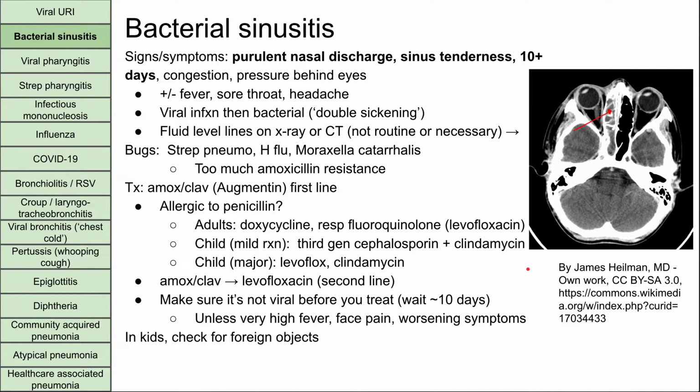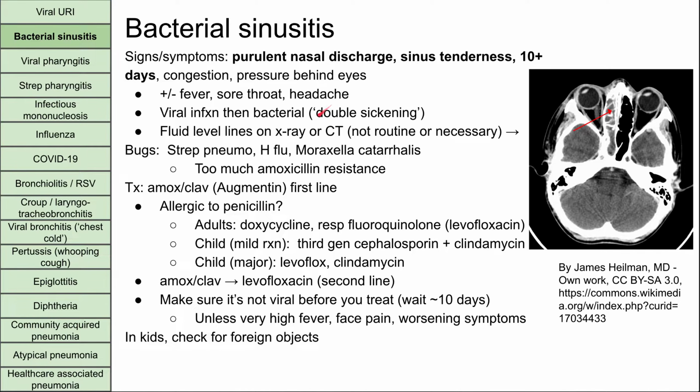Next is bacterial sinusitis. The symptoms here are purulent nasal discharge, and this is quite a bit of nasal discharge, so more than you would see in a viral URI. Sinus tenderness, so if you were to take a patient with bacterial sinusitis and poke their sinuses on their head, they might wince in pain because their sinuses are full and tender. This is an infection that occurs for 10 plus days, so longer than a viral URI. They have congestion and pressure behind the eyes. Again, that pressure or pain behind the eyes is their sinuses being filled. They might have fever here, they might have sore throat, and they can have a headache with it as well.